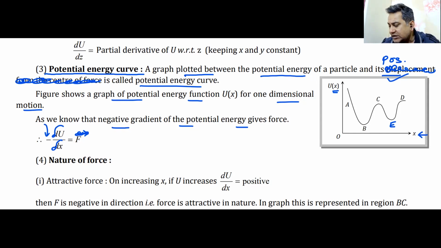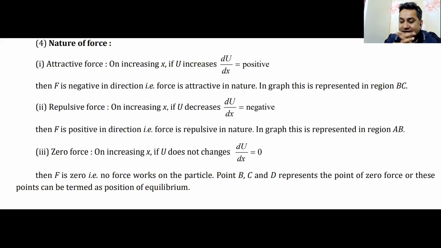Negative gradient of the potential energy curve or graph gives you the force acting on the particle. This is what you need to note down, as simple as that. Nothing else. I hope you have written it. Can I have some raised hands that you have written it so that I can move forward? Okay, boys on the left, girls on the right. Everyone has done that. So we move forward and we come to the next screen.